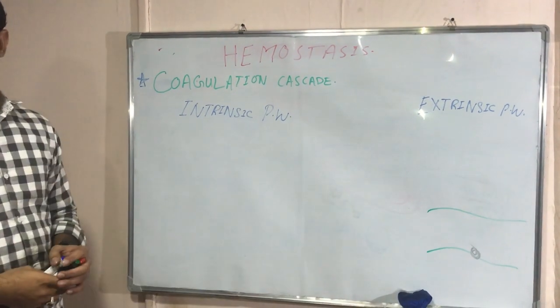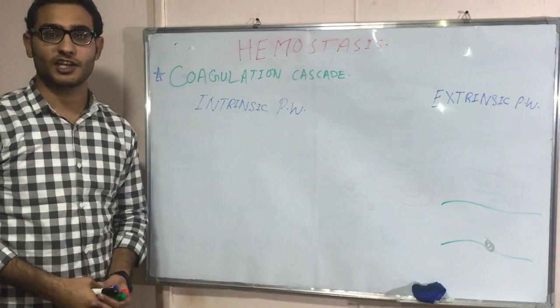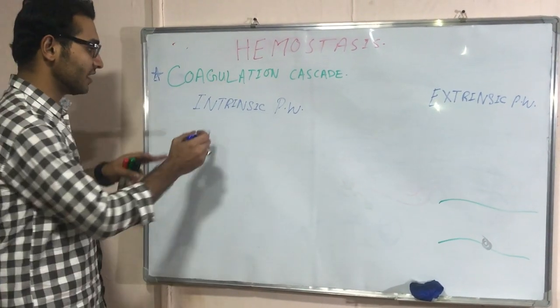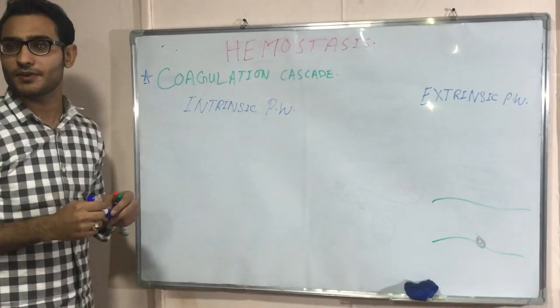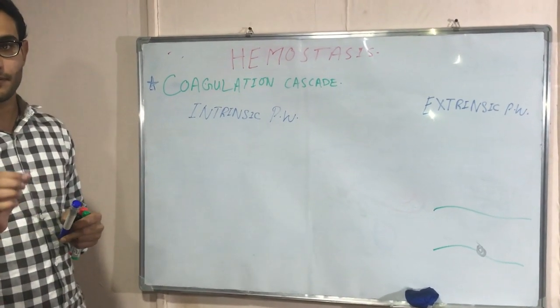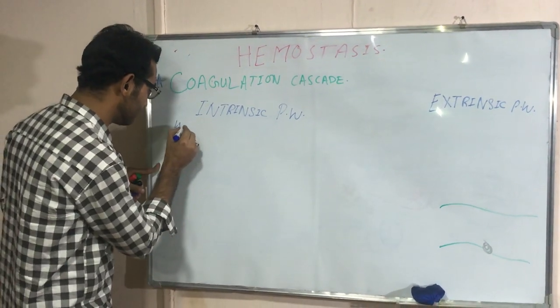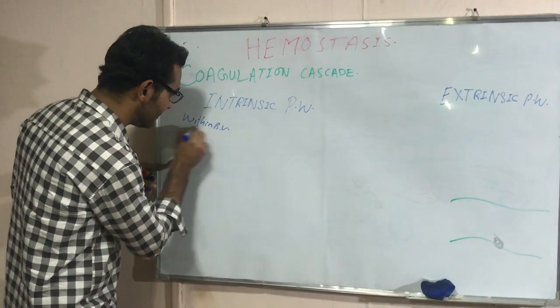Today our topic is the coagulation cascade. The coagulation cascade is a process in which coagulation occurs step by step. If we come first of all to the intrinsic pathway, it is the pathway which happens within the blood vessels.